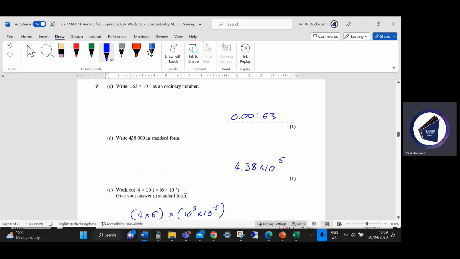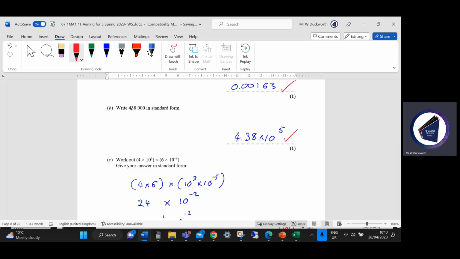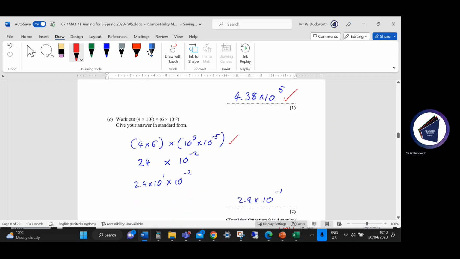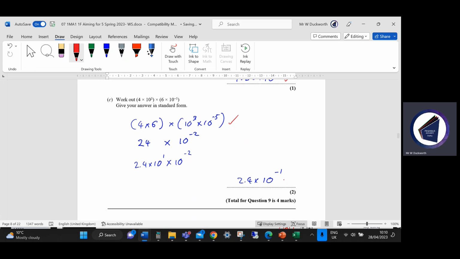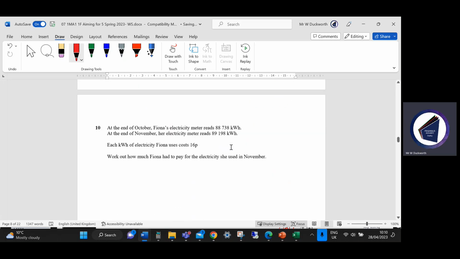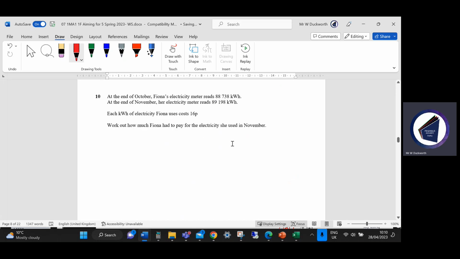So mark scheme for question 9. We have 1 mark for answer. The second part, 1 mark for the answer, and for the third part, it's 1 mark for the method, and 1 mark for the answer. I've seen that be worth 3 marks before. It's 1 mark for getting that far, and then 1 mark for converting. No drama though. Question 10 then, final one of the video.